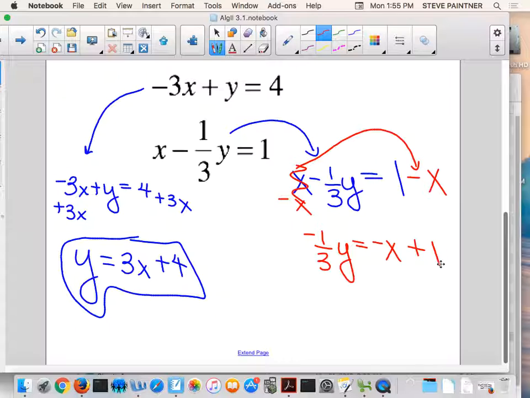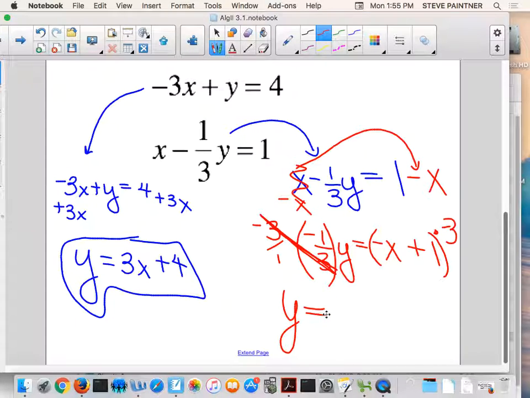How do you get rid of a multiplier that happens to be a fraction? Multiply by, the word I was hoping you'd say is reciprocal. What's the reciprocal of negative 1/3? Negative 3, and it's just negative 3 over 1. Do the same over here. This 3 and this 3 cancel, right? Negative, negative. You get your positive y. There you got your y.